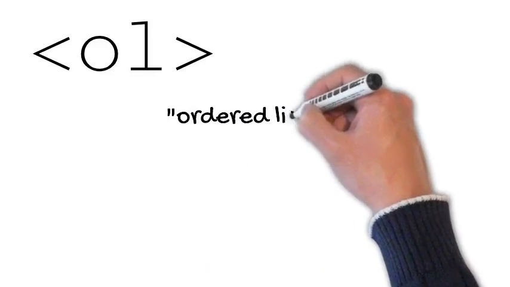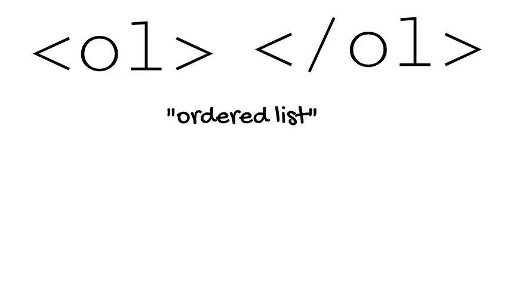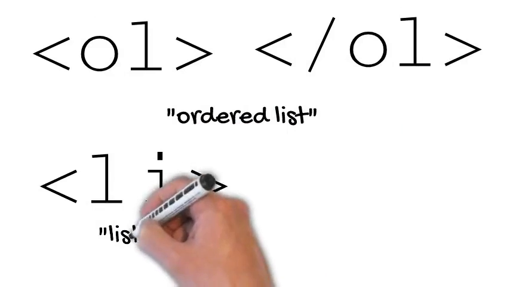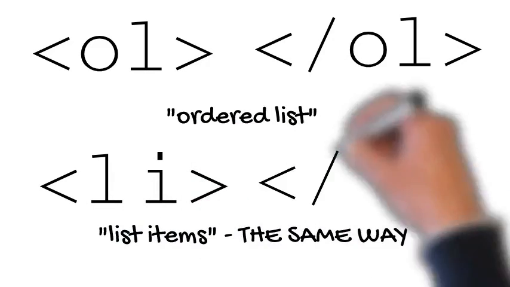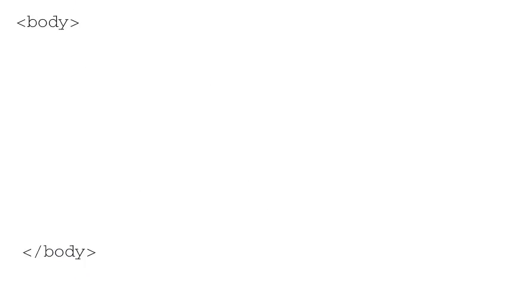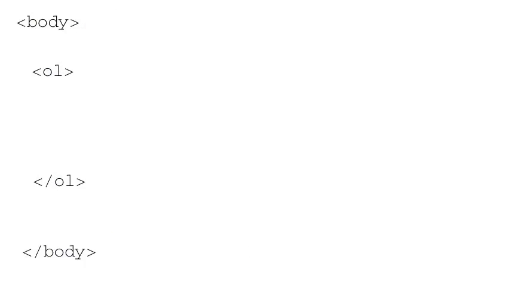The good news is there's only one new tag to learn here, and that is the OL tag. It's an ordered list, and it does require closing. After that, you're going to put in your list items with the LI tag the same way, where you open it and close it after each item. So next, I'm going to go back to my code, and inside the body tags, I'm going to put in my OL tags.